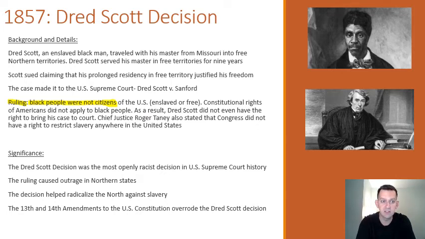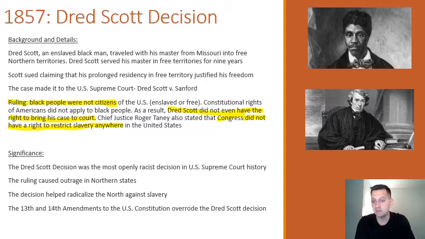Basically, the court says that Dred Scott does not even have the right to bring his case to court. It doesn't matter if the merits of his case are good or bad. As a black man, he's not a citizen. He has no rights. And then, most importantly, the Supreme Court says Congress, the lawmaking body in the country, doesn't have the right to restrict slavery anywhere. So moving forward, you can bring your slaves anywhere. That was the opinion of the Supreme Court in 1857.